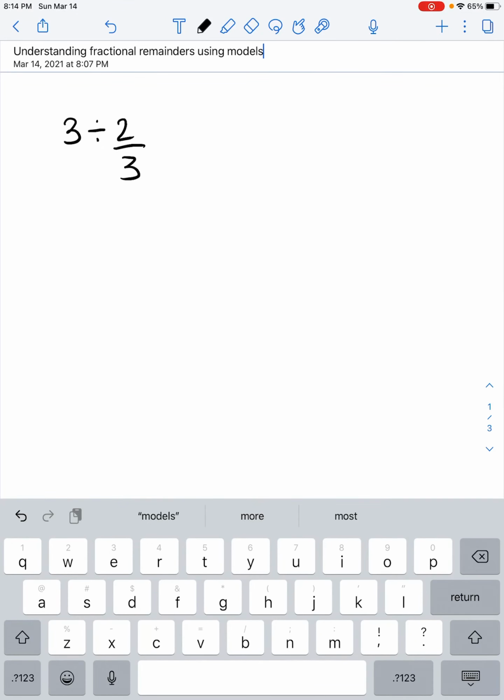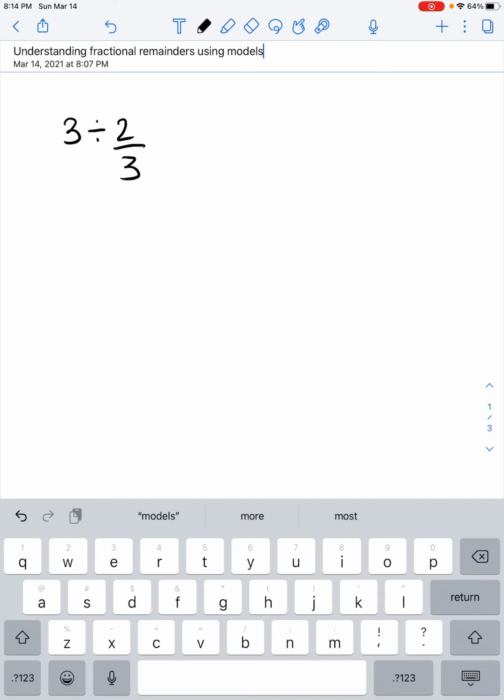One of my favorite topics is understanding remainders by using models. Many articles have been written about it, and it's a kind of thing where if you actually see it, it becomes much more understandable. And it's not about just getting a remainder, it's about understanding what a remainder represents. So we're going to do modeling to show 3 divided by 2/3.